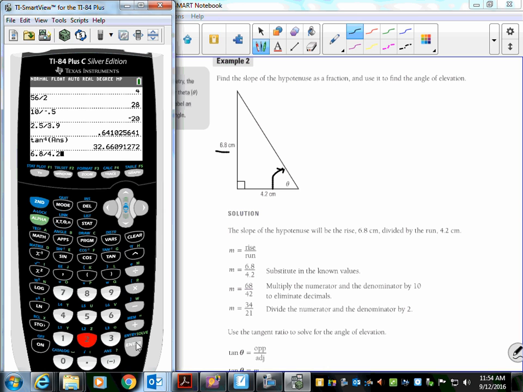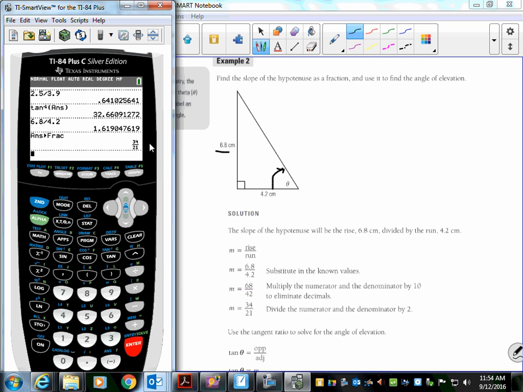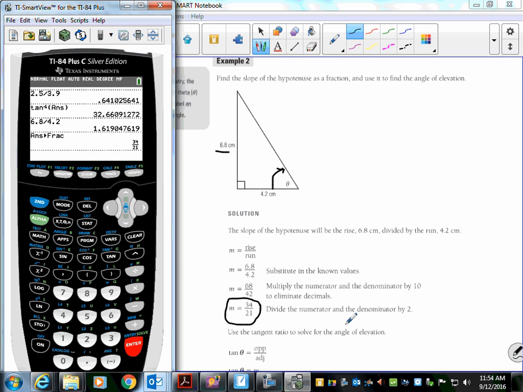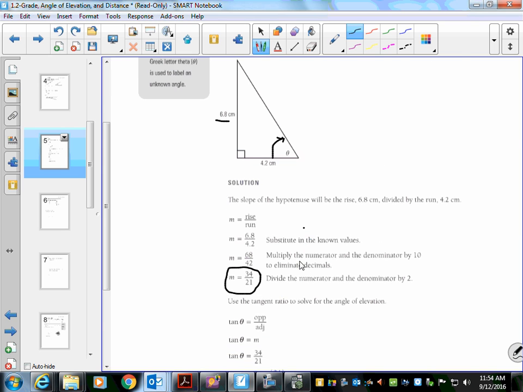Some people right away would put it into bigger fractions, okay? But it gives you a slope of 34 over 21 if you reduce it. Some people leave it as decimals, and that's okay. Other people would get it as fractions. You actually have a math fraction button on this calculator. All I did was hit math and then hit number 1 for fraction, and it actually changes it into that fraction, 34 over 21.